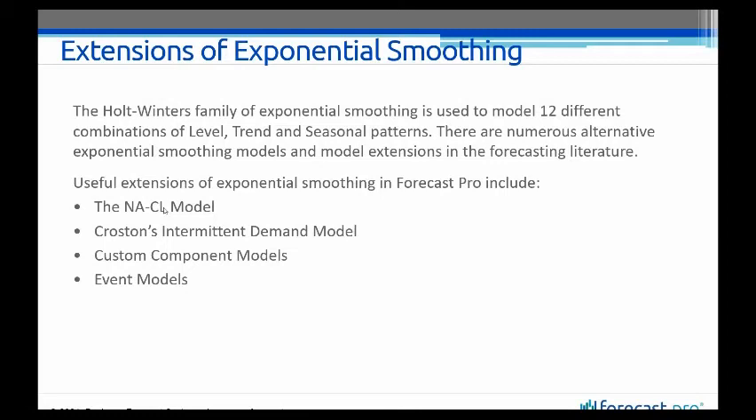Another very useful extension is the Croston's intermittent demand model. We're not going to have a chance to get into the details of the Croston's model, but the general idea here is that if you have intermittent demand, so if you have sales where there are very frequent periods of 0 sales and your data is non-seasonal, using the intermittent demand model is going to correct some of the overadaptivity that you might see from one of the base Holt-Winters models.